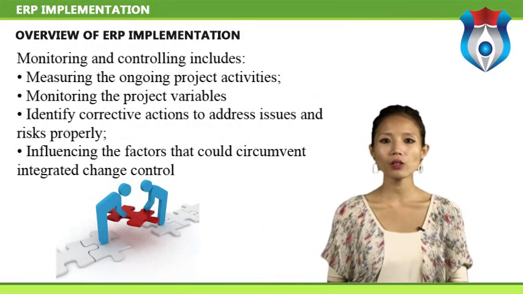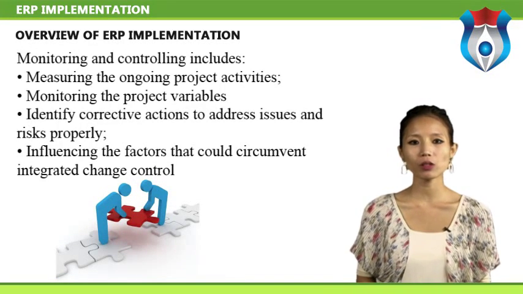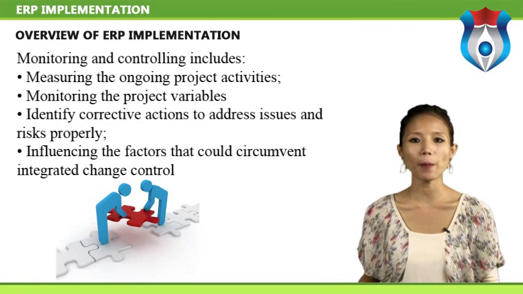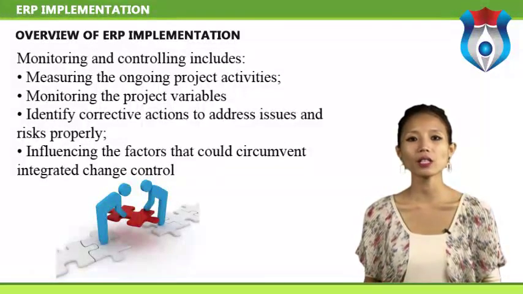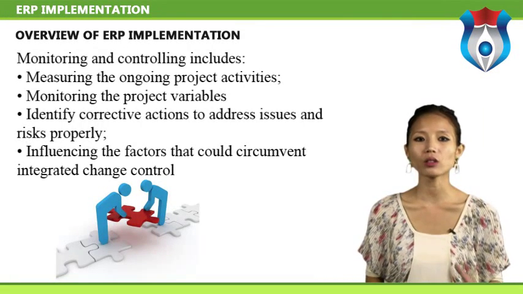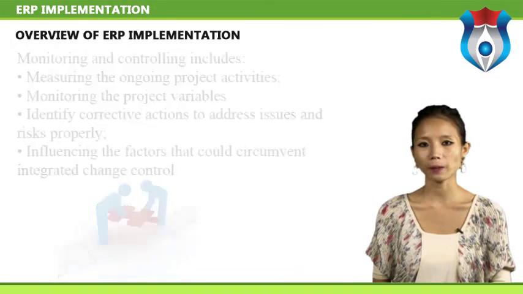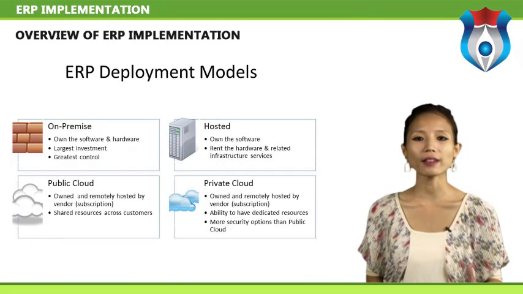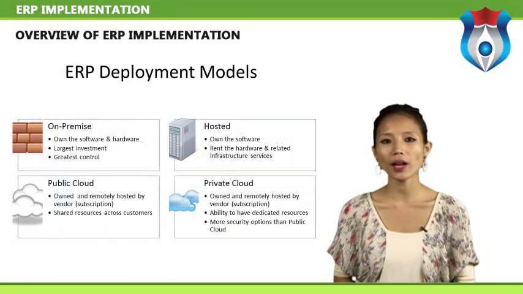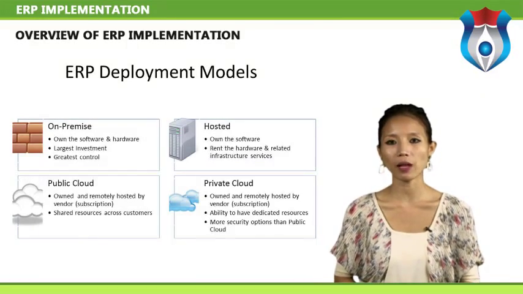Monitoring and controlling includes measuring the ongoing project activities, monitoring the project variables, cost, effort, scope, etc. against the project management plan and the project performance baseline, identifying corrective actions to address issues and risk properly, influencing the factors that could circumvent integrated change control so only approved changes are implemented. In a multi-phase project, the monitoring and control process also provides feedback between project phases in order to implement corrective or preventive actions to bring the project into compliance with the project management plan.